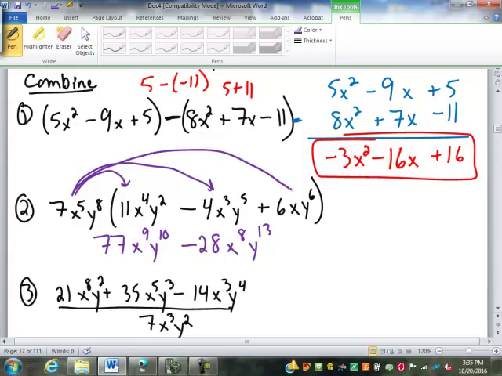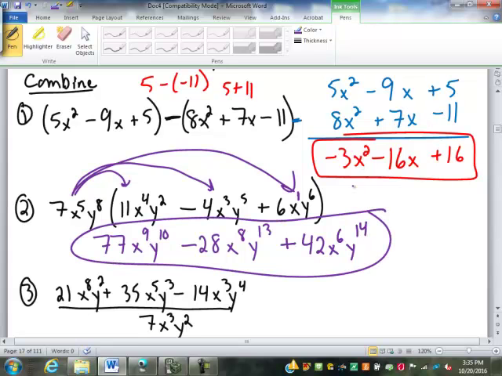7x to the 5th, y to the 8th, times 6x, y to the 6th. 7 times 6, positive 42. X to the 6, good. 5 plus, we think of that as a 1, so 5 plus 1 is 6. Y to the 14th, good. 8 plus 6 is 14. And that is it. That's all we can do there.